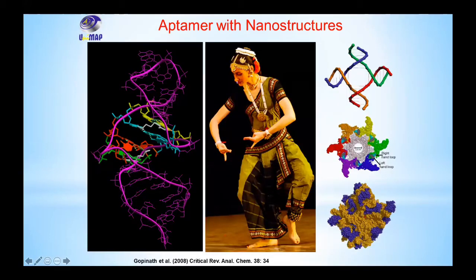As you can see here, we have the target molecule in the middle and a series of nucleotides forming an aptamer folded to bind specifically to the target. So this is an example of a very long folded aptamer.